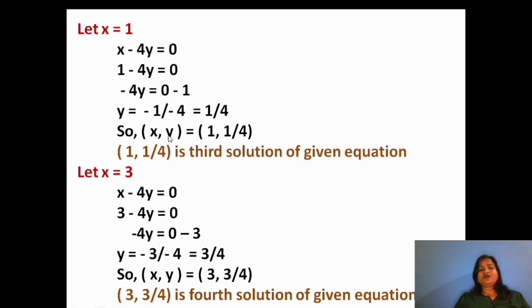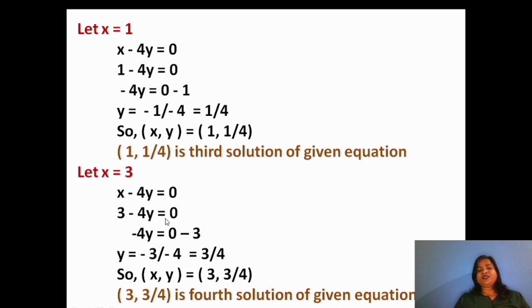You can see (x, y) is equal to (1, 1 upon 4). So (1, 1 upon 4) is the third solution of the same equation. Now we have to find the fourth solution of the same equation. So we have assumed x is equal to 3. x minus 4y is equal to 0. In place of x we have written here 3 because this is the value of x.